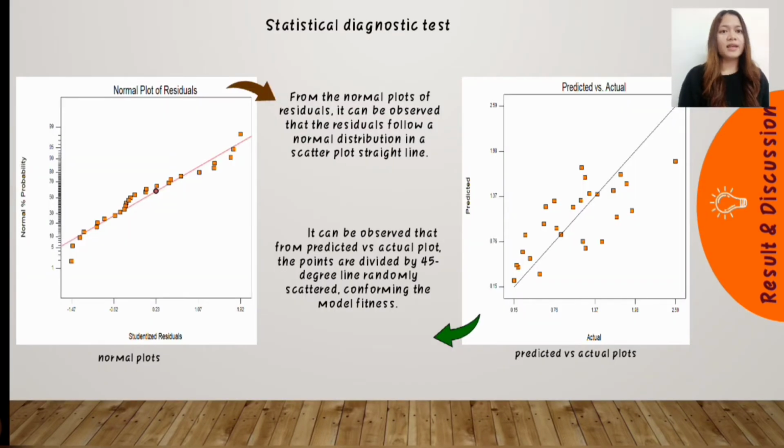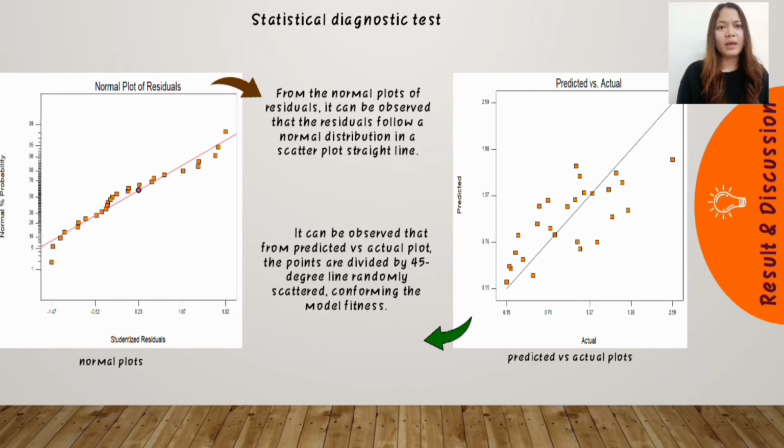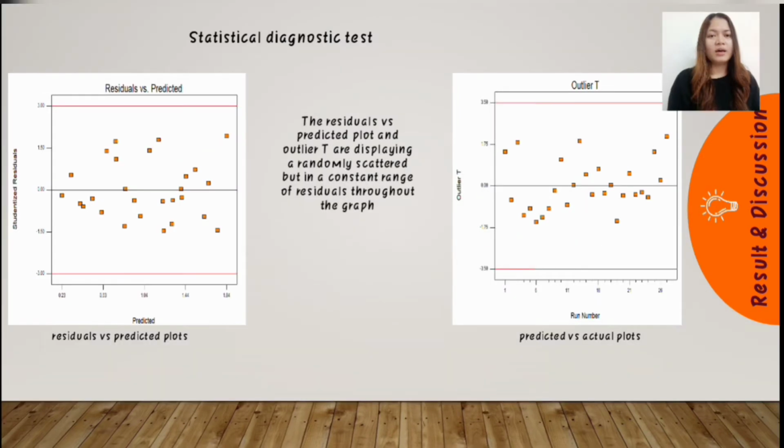The statistical diagnostic test. From the normal plot of residuals, it can be observed that the residuals follow a normal distribution along a straight line. From the predicted versus actual plot, the points are divided by a 45 degree line and randomly scattered, confirming the model fitness. The third and fourth graphs, the residual versus predicted plot and the outlier T, display randomly scattered points within a constant range of residuals throughout the graph.